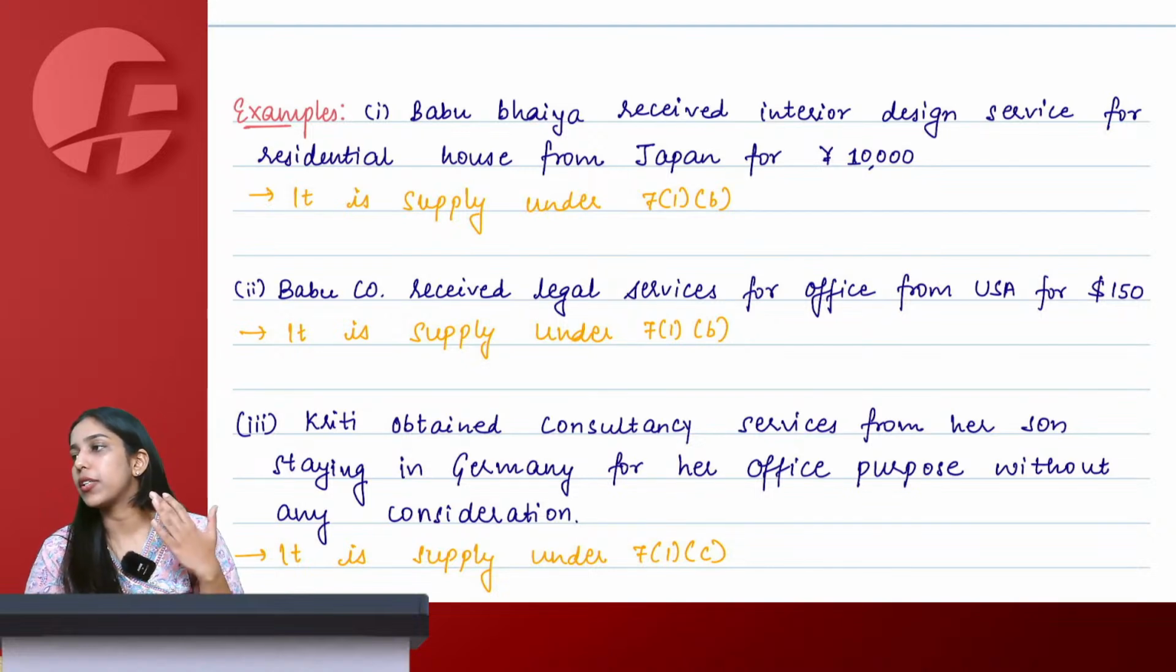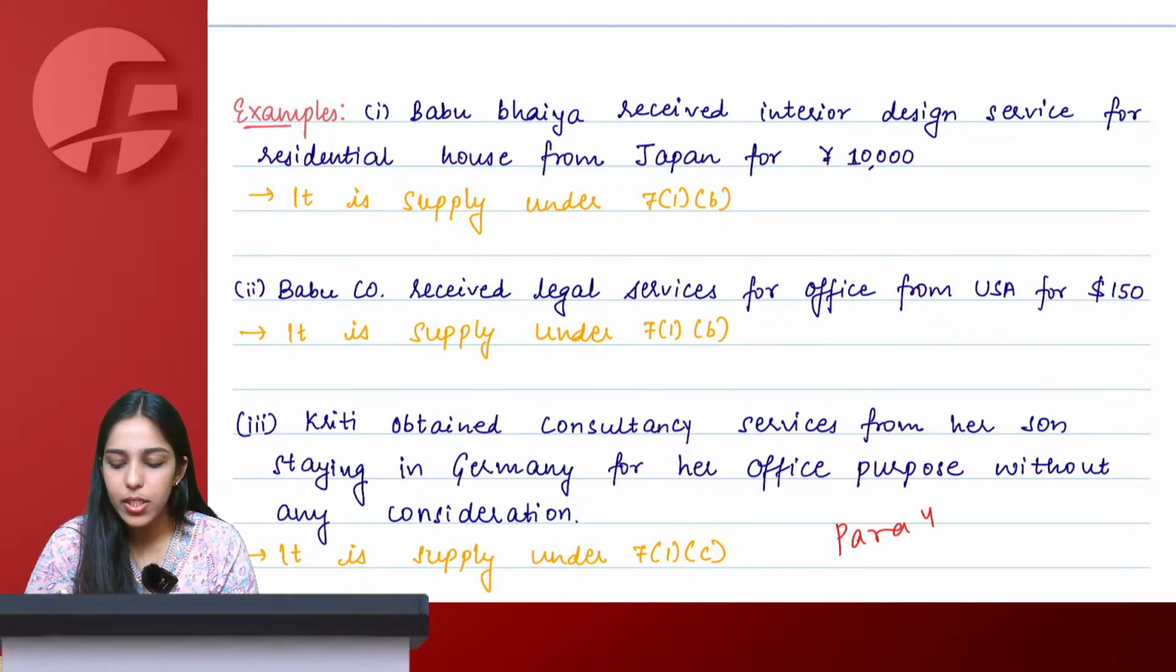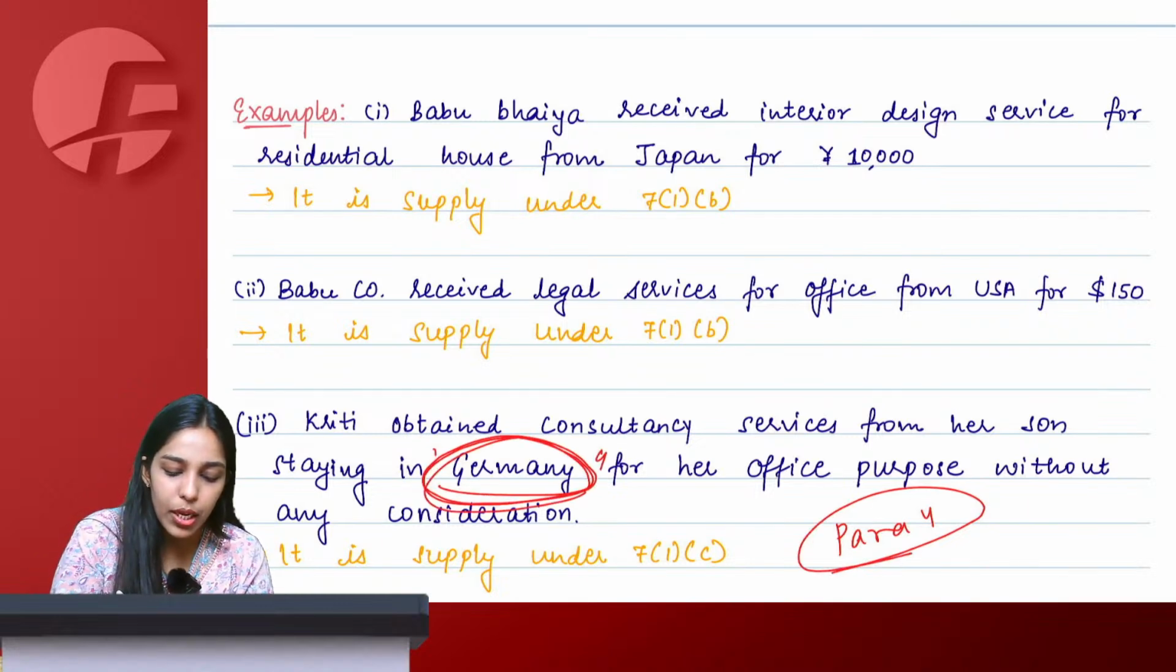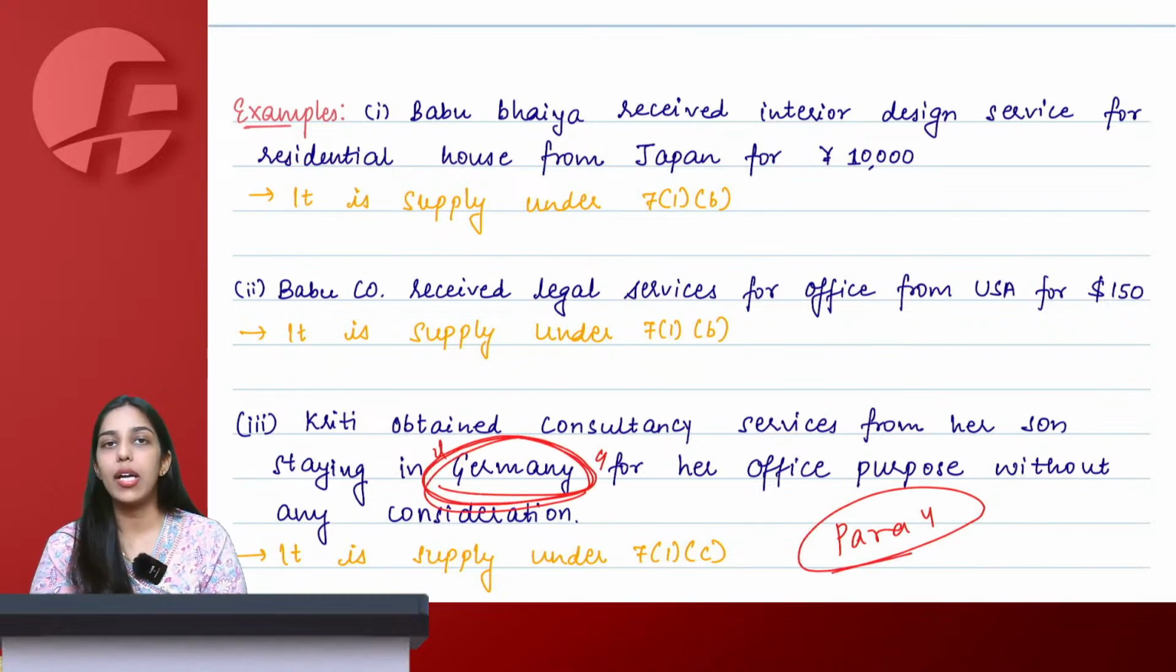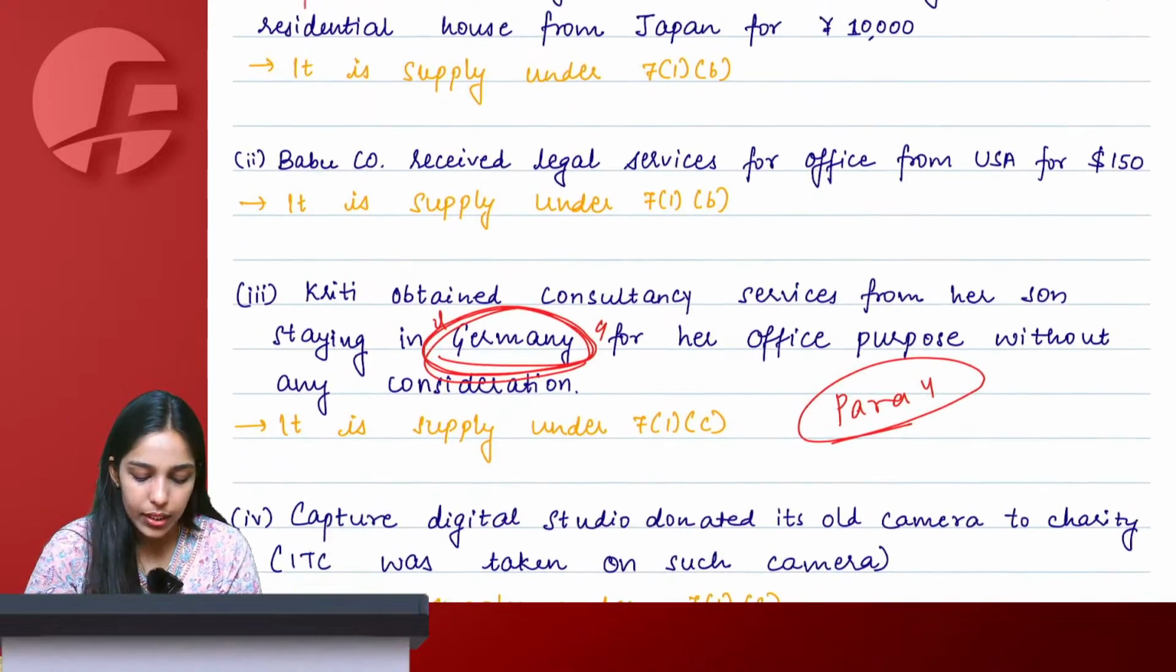Seema, tell me, is it clear? Two students said para 2, if I am not wrong. Chalo. Is it clear to everyone that this is not para 2, this is para 4 because the import is from Germany and therefore we have to treat it as import of service? Yes, ma'am. Okay, chalo. Next question.